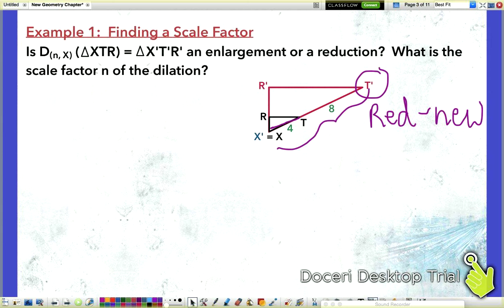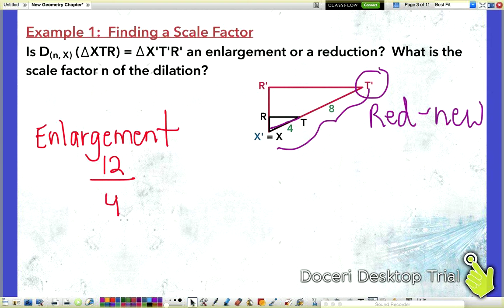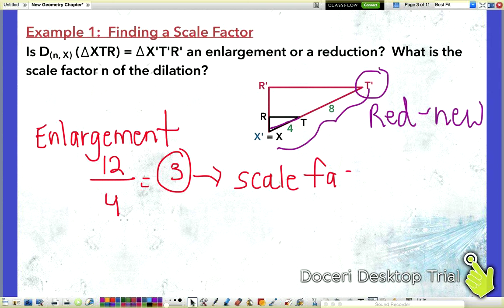Yes, it's an enlargement because it's bigger than the original. By what scale factor? Well, this whole length would be 12. And then the other side, so that'd be enlargement 3 times the size. So that's my scale factor.